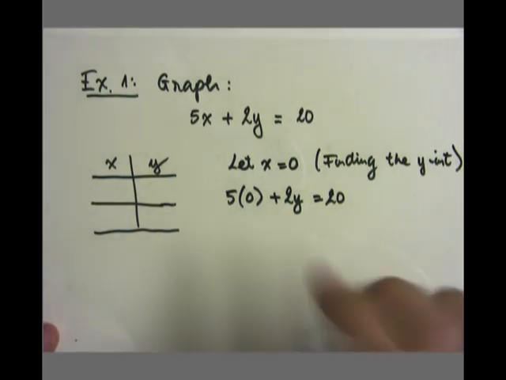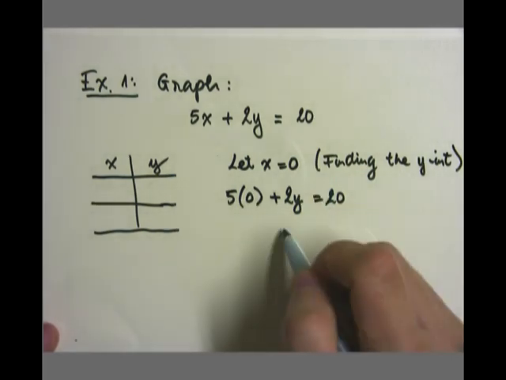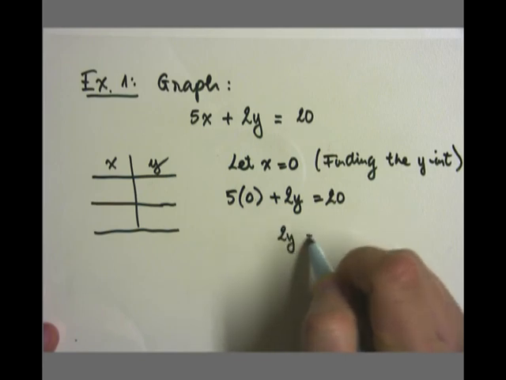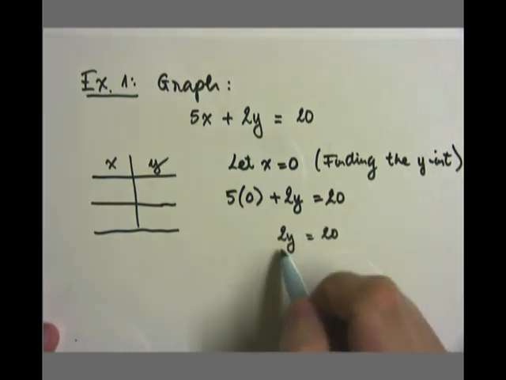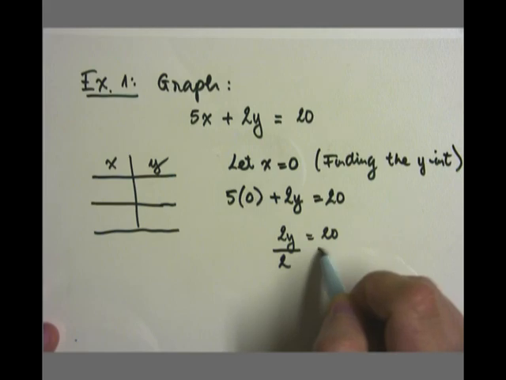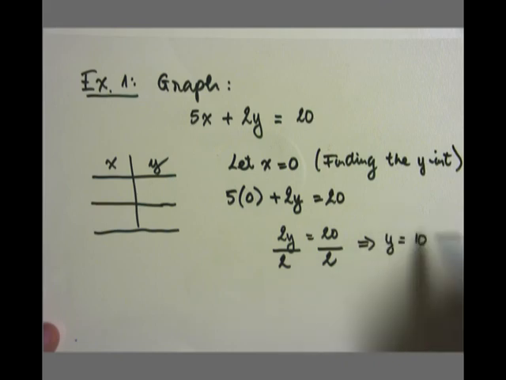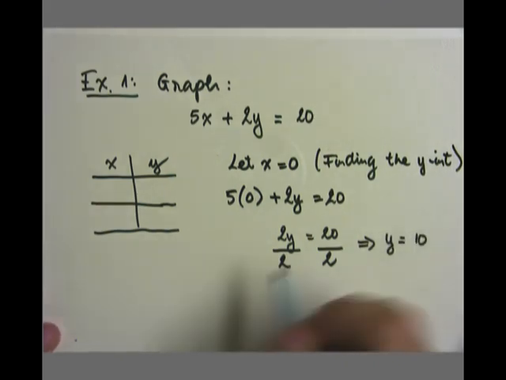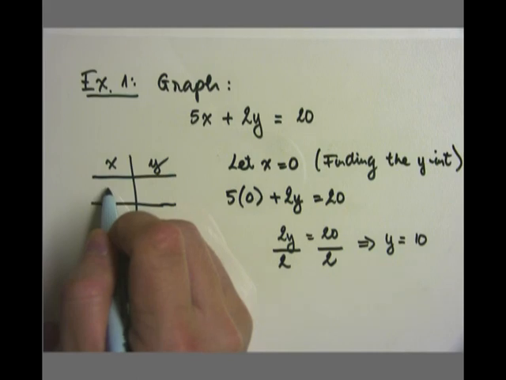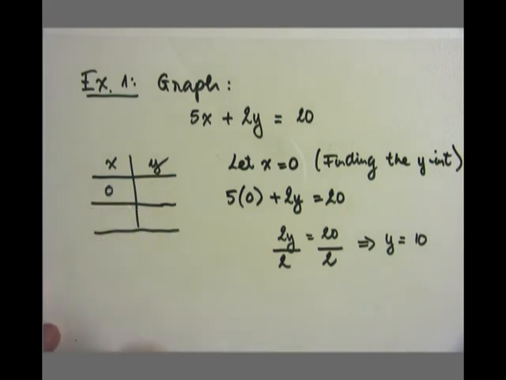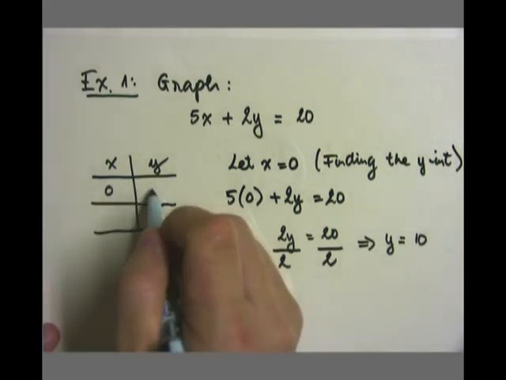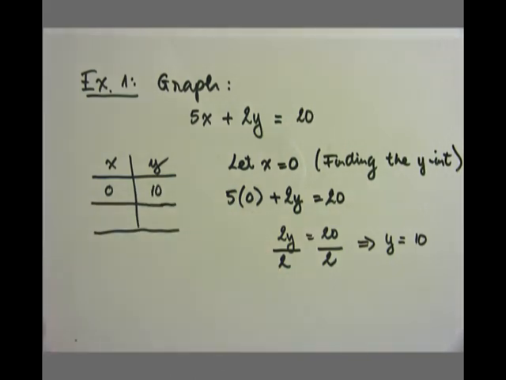So 5 times 0 equals 0. So basically we have 2y equals 20. And so dividing both sides by 2, which is the coefficient in front of the y variable, we have y equals 10. So my first intercept would be x equals 0 that we chose, and y computed to be 10 according to x equals 0.